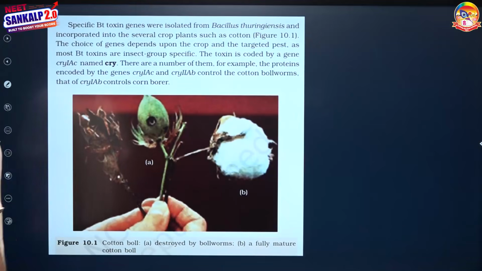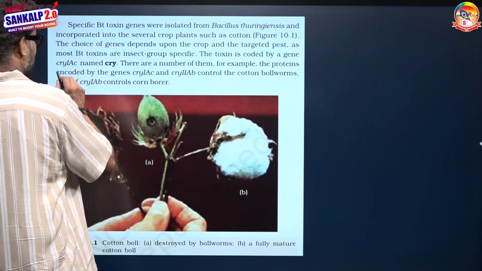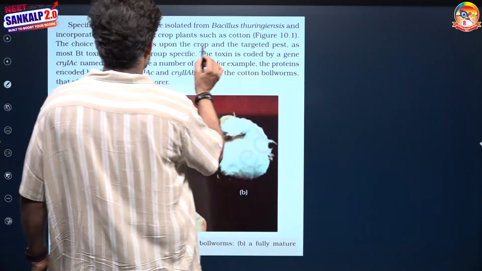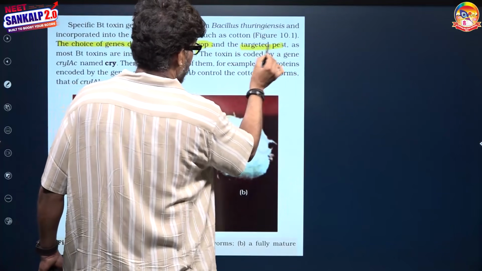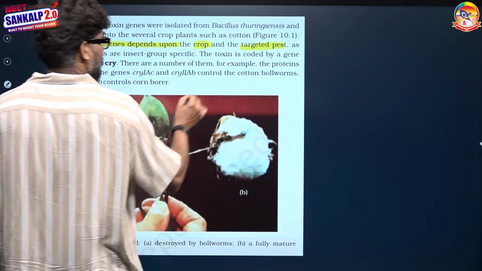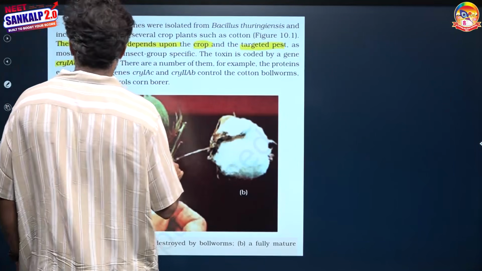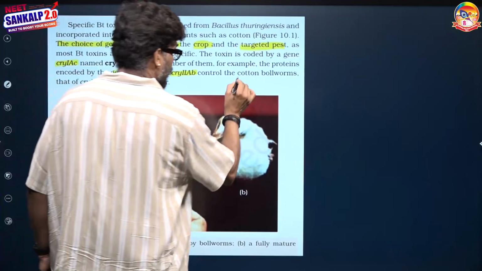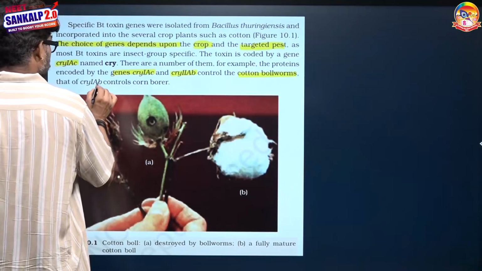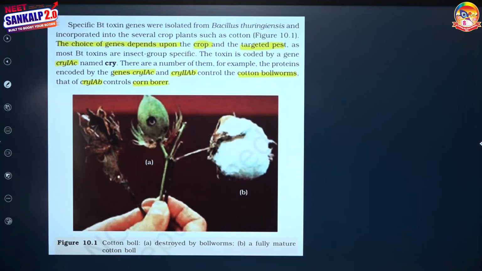Some Bt toxin genes were isolated from Bacillus thuringiensis. Here the name of the gene is the cry gene. The choice of the gene depends upon the crop and the target pest. For example, cry1AC and cry2AB both will control cotton bollworms. Similarly, cry1AB will control corn borers. It means a particular gene will kill a particular group of insects.